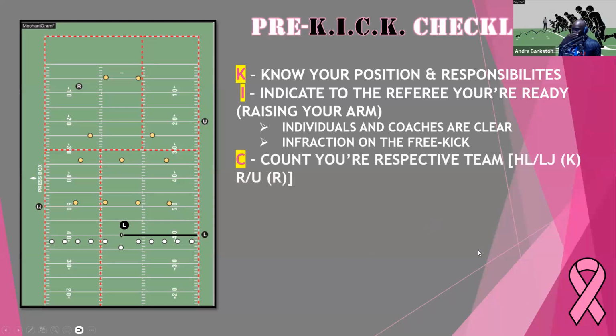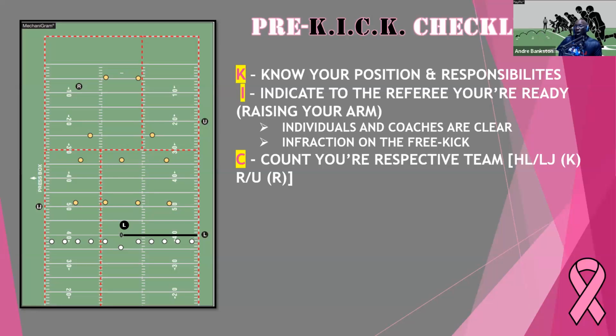Now for C, you count your respective teams. So the head linesman and line judge, you count the kicking team. Umpire and referee, you count the receiving team. And that's all you need to count. You don't need to count both sides of the ball. That's not your responsibility. That's the responsibility of the other officials on the field.